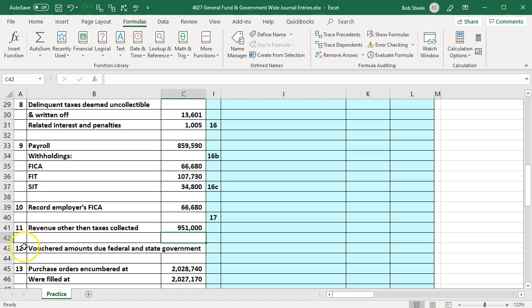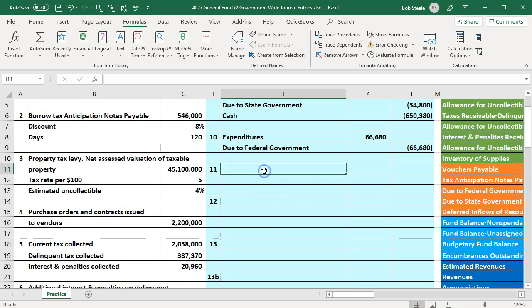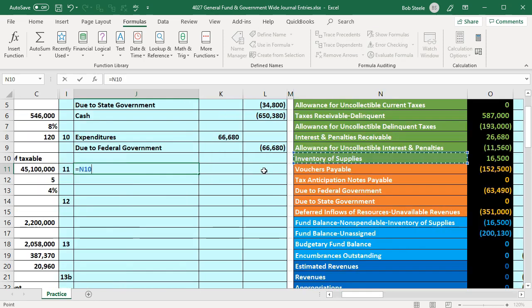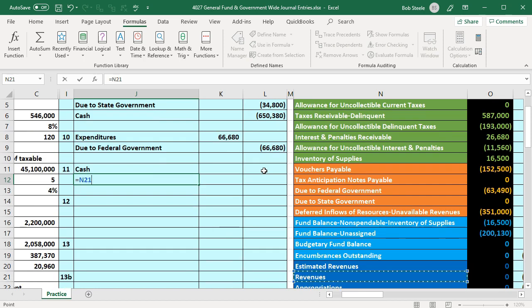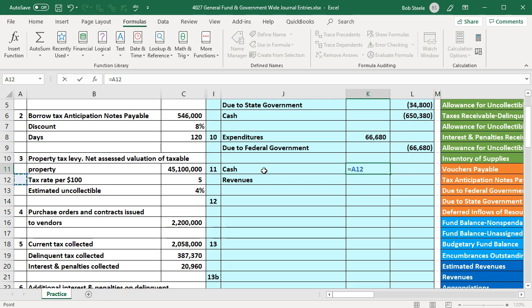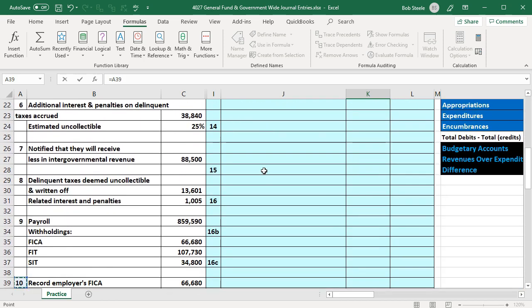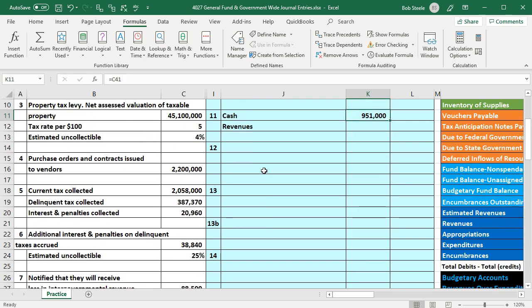We're going to say that that revenue has been collected and is therefore cash. Cash is going up. So we're going to be up here in J11. We're going to say that cash will be the debit. Cash will be increased. And then the other side is going to be revenue. So revenue, not estimated revenue, but revenue. And the amount is going to be given to us in number 11. So number 11 says that we got 951. And we'll credit that amount. So there we have it.